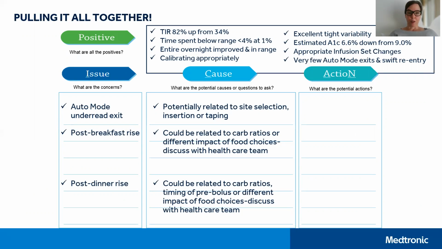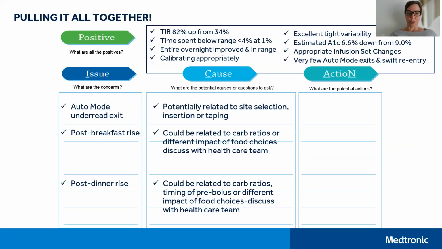And then lastly, if we pull it all together, we have all the positives that we've collected during our assessment, and they're all outlined here. Some of the issues or things we might better like to understand are the auto mode underread exits, which are potentially related to site selection, insertion, or taping. The post-breakfast rise, which we've already determined could be related to carb ratios or different impact of food choices, and this is a discussion we would have with our healthcare team.